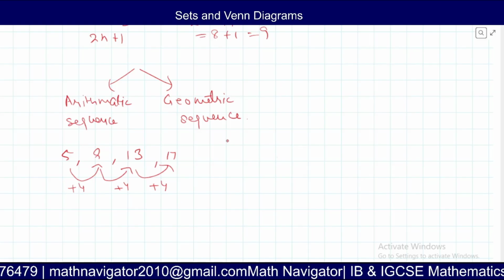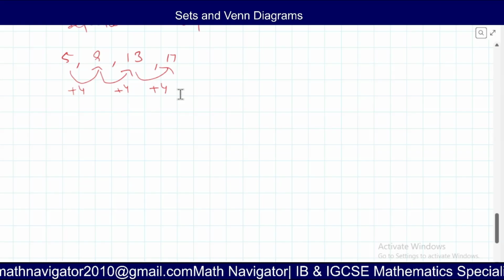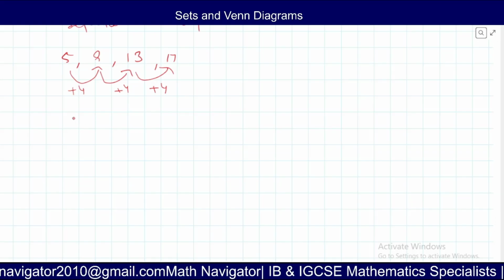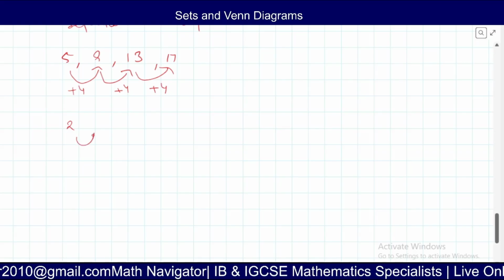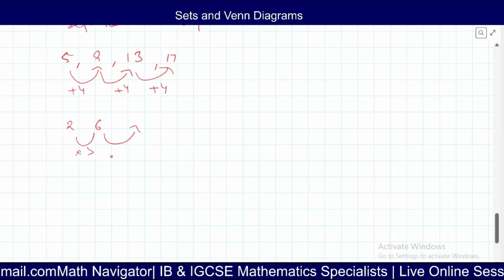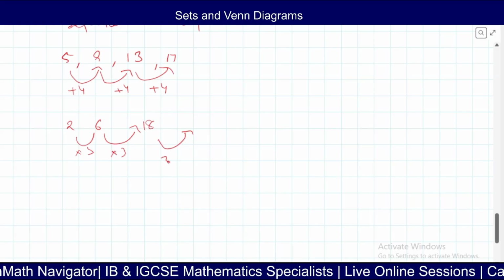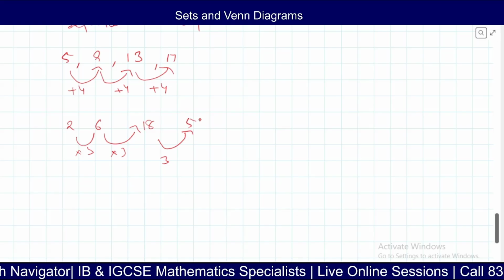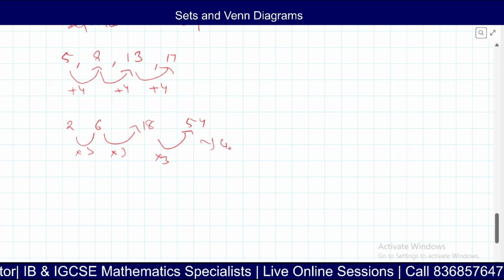And what is a geometric sequence? A geometric sequence is one which has a common ratio. That means you multiply by some number each time. So let's say 2. If you multiply it by 3, what will it become? 2 times 3 is 6. Then again multiply it by 3, you will get 18. Then again multiply it by 3, you will get 54. So this is called a geometric sequence, right?